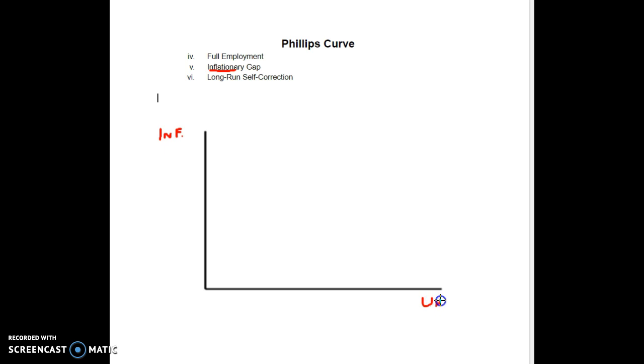So unemployment right here. Okay, this is easy to remember because price level is always on the y-axis and price level indicates inflation, and GDP is always on the x-axis and that indicates unemployment.